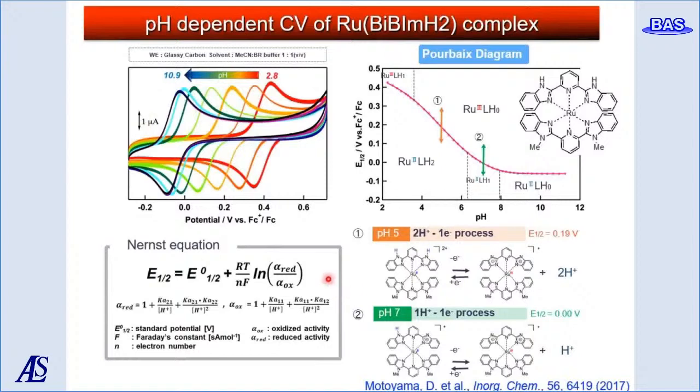At pH 5, the complex is oxidized to the ruthenium(III) state. The slope is 120 mV, indicating that a 1 electron, 2 proton reaction occurred at this pH. On the other hand, at pH 7, the slope becomes 60 mV, which indicates that a 1 electron, 1 proton reaction occurred at this pH.